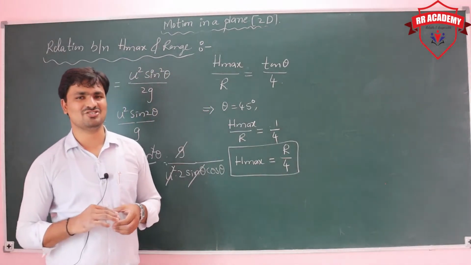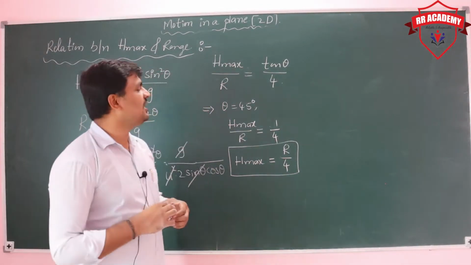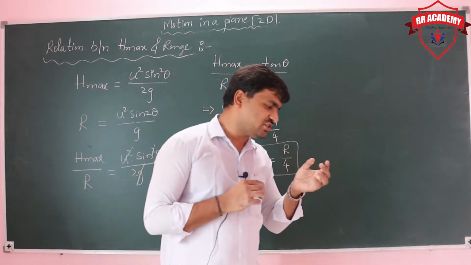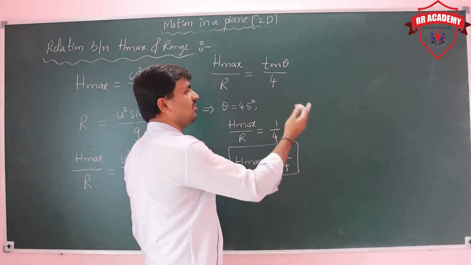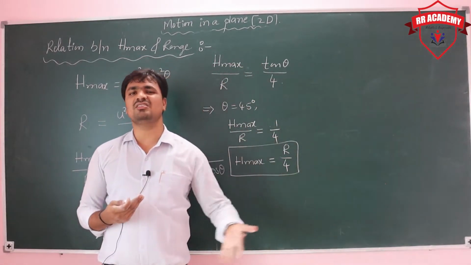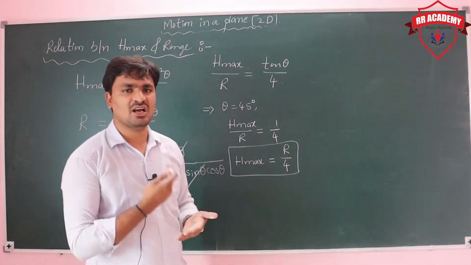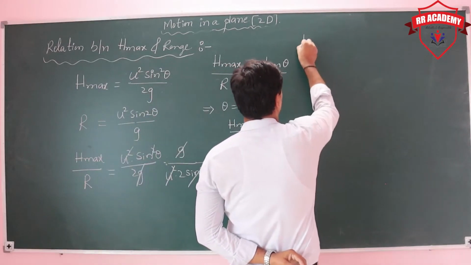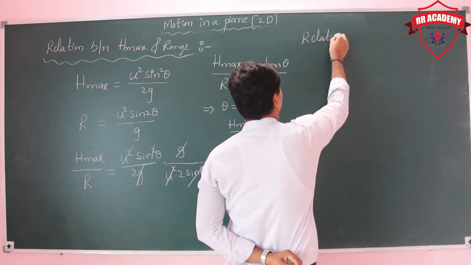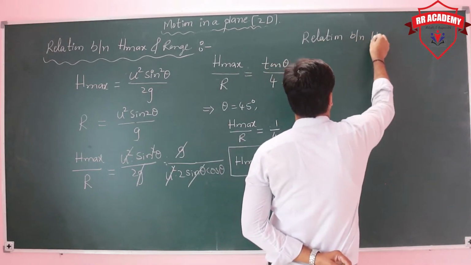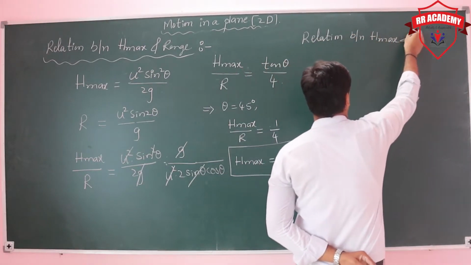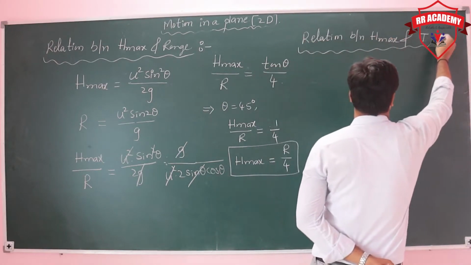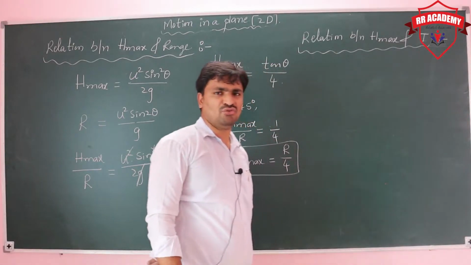And also we know the relation between time of flight and range. We know that R is equal to u cos theta into t. No need to take anything more. We will take the relation between maximum height and time of flight.